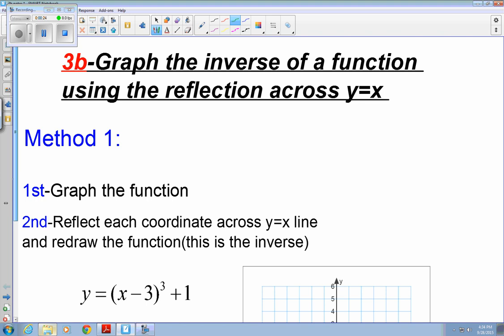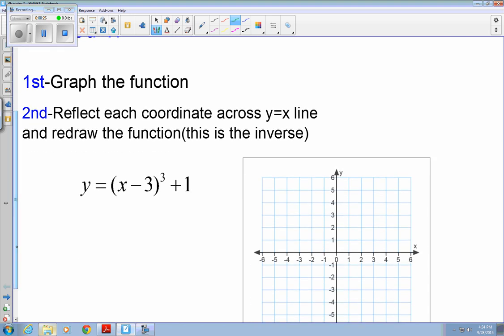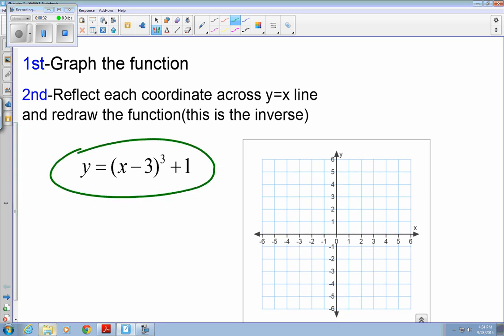So first thing you're going to do is graph the function. Well, we know this function is cubic: y equals (x minus 3) cubed, plus 1. The parent function, we're going to shift it to the right 3 and up 1. That's (0, 0), (1, 1). Go right 3, up 1. Negative 1 is right 3, up 1. And we draw the parent function. So okay, this is the actual graph.